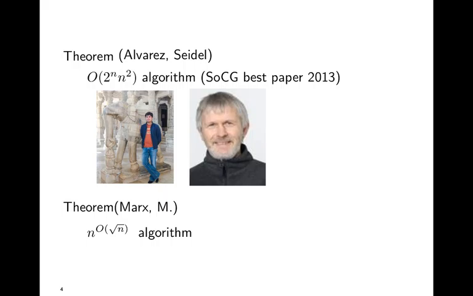Before I do this, note that the constant in this O seems, we can prove, is upper bounded by 11. Maybe one could, with a little bit more effort, bound it even better. But yeah, only once you reach around 100 points, this algorithm might actually outperform the algorithm of Alvarez and Seidel.